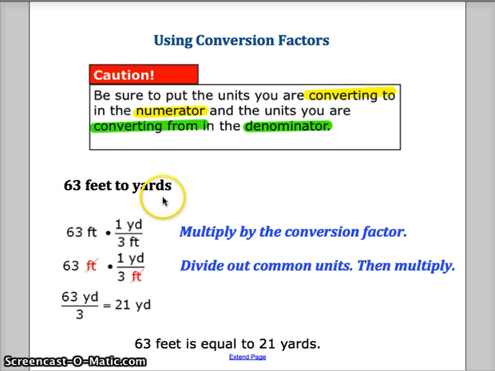63 feet into yards. If you notice here, I have my 63 feet. The units I'm converting to is yards. The units I'm converting from are feet. I'm multiplying by the conversion factor of 1 yard is the same as 3 feet. If you notice, I can simplify the units of feet out. So now I'm left with 63 yards over 3, or 21 yards. And you know that 21 yards is the same as 63 feet. You can actually do that division. You know that that's true.